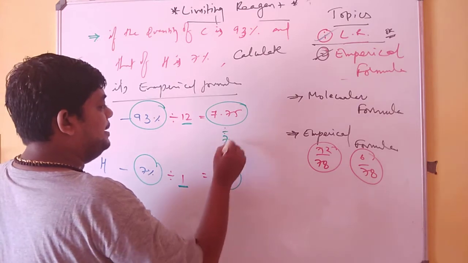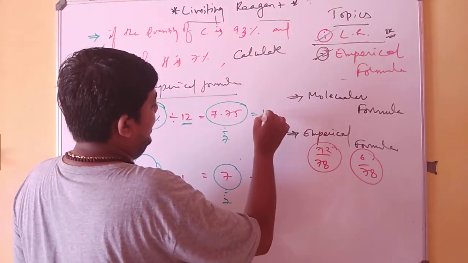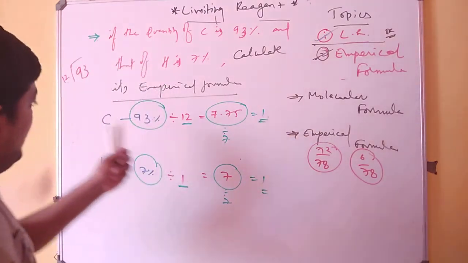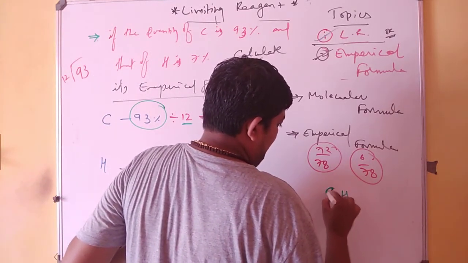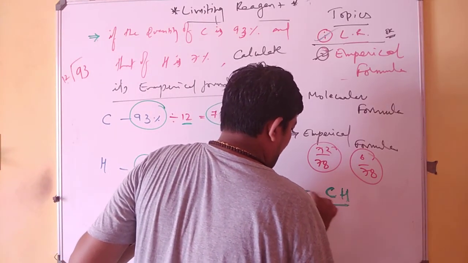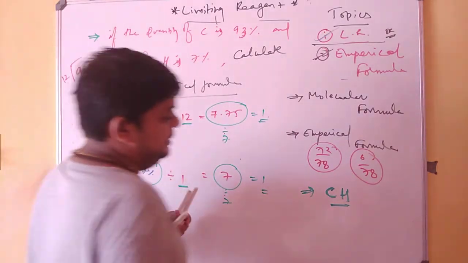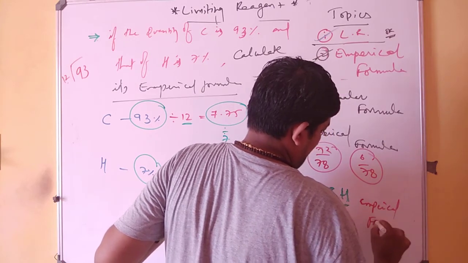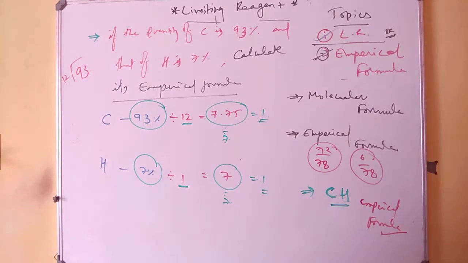So over here I'll divide by 7, over here I'll divide by 7. Approximately over here I'll have 1 point something, let us make it 1. So carbon is 1, hydrogen is 1. So I have carbon and hydrogen in the ratio 1:1, CH. Remember friends, this is my empirical formula.